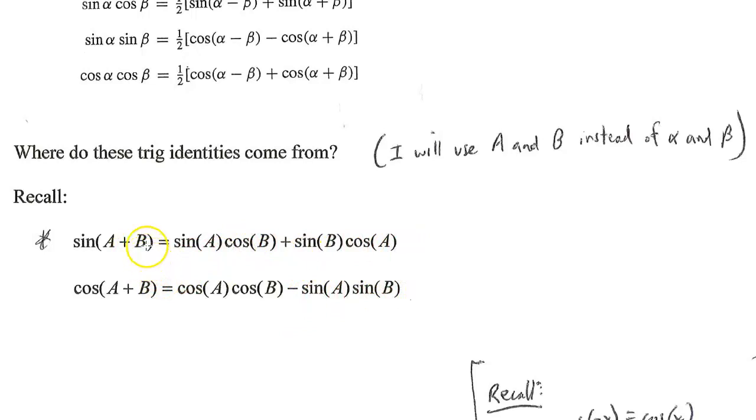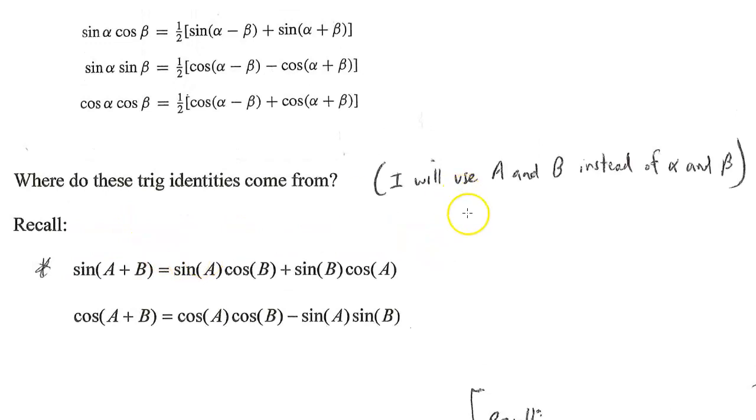By the way, if you let the B be A, so you'd have sine of A plus A, that'd really be sine of 2A. Notice it's the same thing as sine A cosine A plus sine A cosine A. That'd be 2 sine A cosine A, right? So sine of 2A would be 2 sine A cosine A. That's an identity. So you can derive that one from this one.